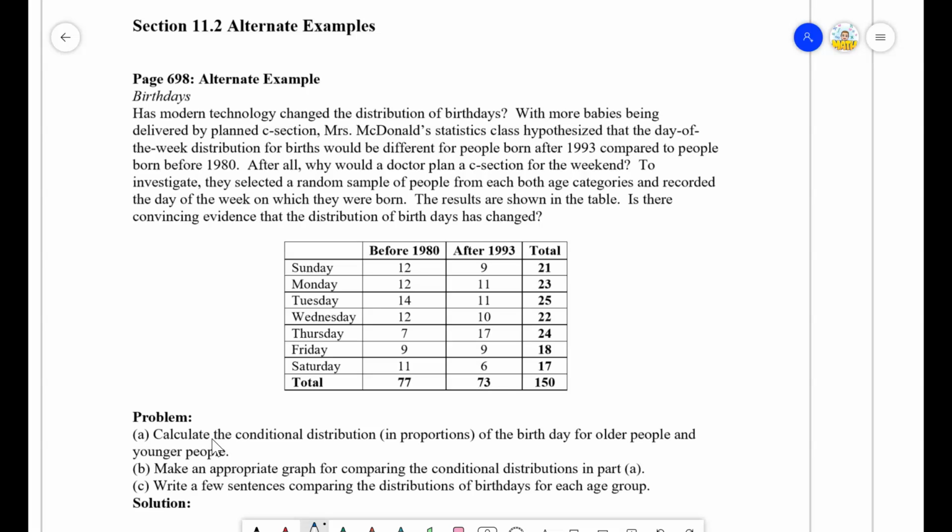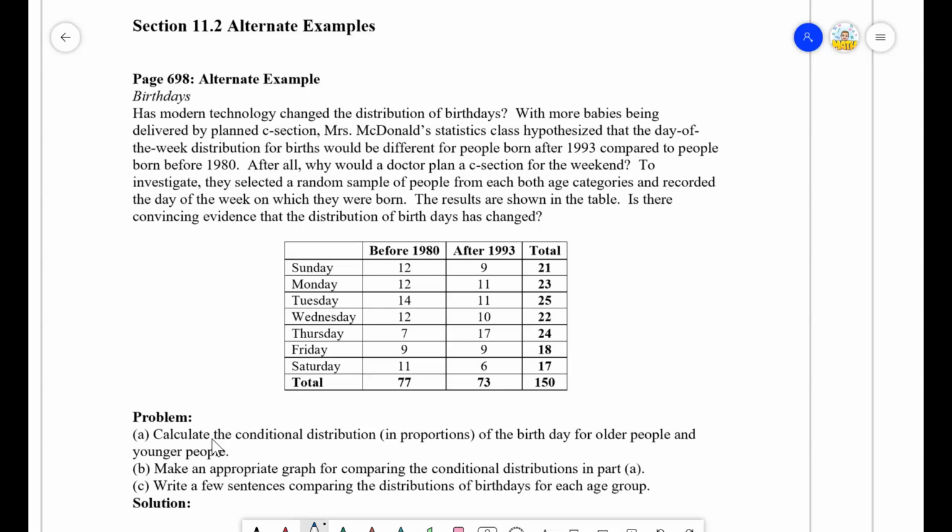Has modern technology changed the distribution of birthdays? With more babies being delivered by planned C-section, Ms. McDonald's statistics class hypothesized that the day of the week distribution would be different for people born after 1993 compared to people born before 1980. What they have here almost feels like a goodness of fit. If all we had was one list, this would be a goodness of fit situation.